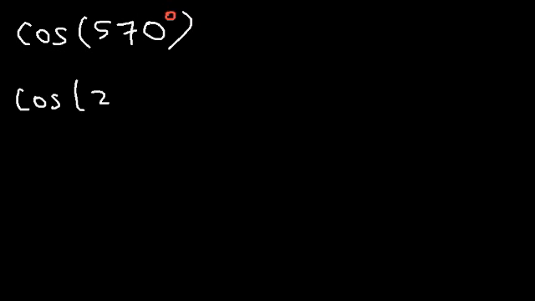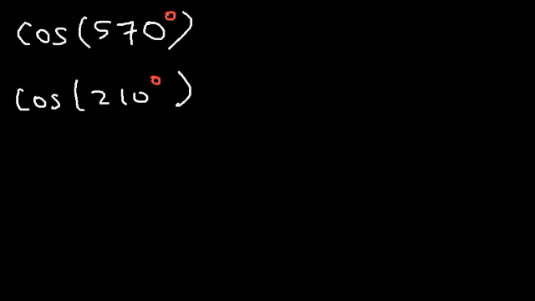Now, what if you have an angle that's larger than 360? Let's say 570. What's cosine 570? In a situation like this, you want to find a coterminal angle that's between 0 and 360. So if your angle is negative, add 360. If it's more than 360, subtract by 360. If it's in radians, add or subtract by 2 pi. So 570 minus 360 is 210. So we need to evaluate cosine 210.